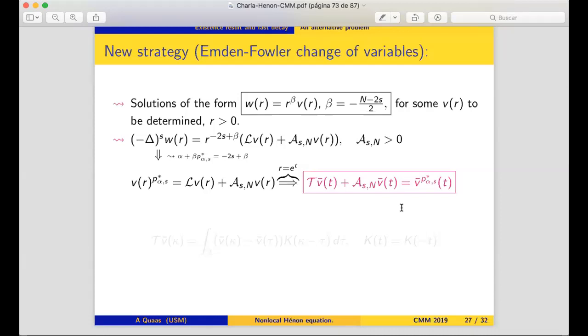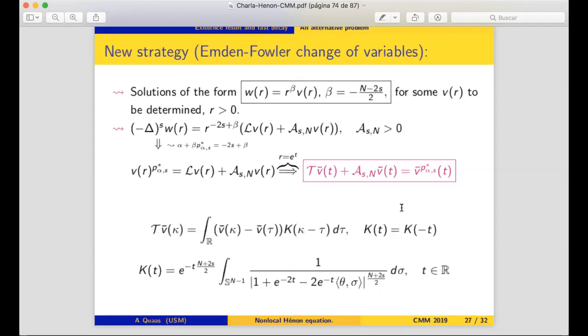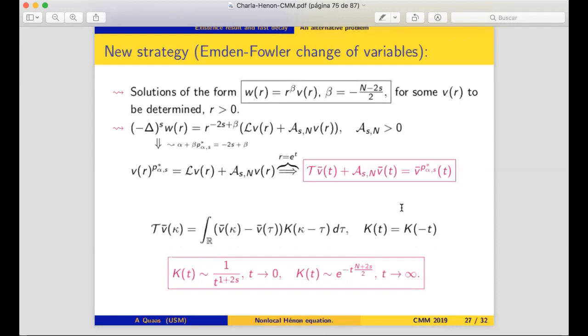But the idea is there. So study periodic solution for this problem. You do the n-folded transformation, and what you get somehow is... I was too quick. You do the exponential change here, and you get this red thing here, which is a sort of n-folded, nonlocal version of the n-folded change of variables.